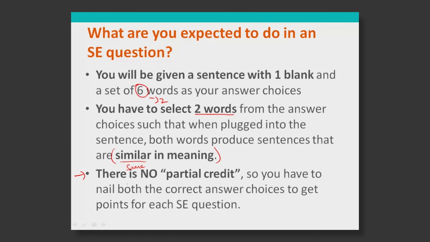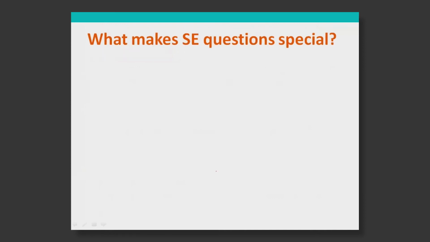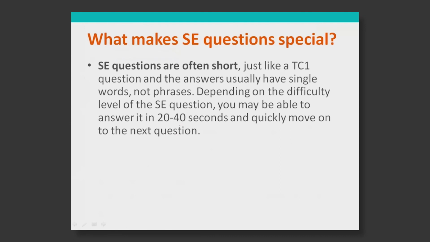Make sure you get the 2 answer choices that bring out similar meanings in the question. Now, I know explaining all of this without looking at actual questions may make it a little difficult to imagine. So let's take a look at some actual questions to see what we need to do. Now, remember, SE questions are short. You need to be able to answer them in 20 to 40 seconds and move on to the next question.